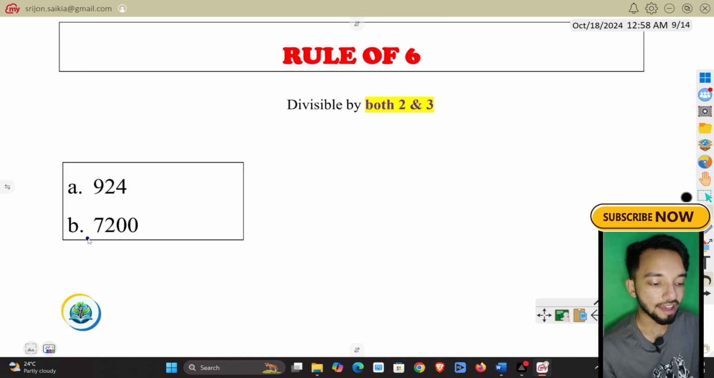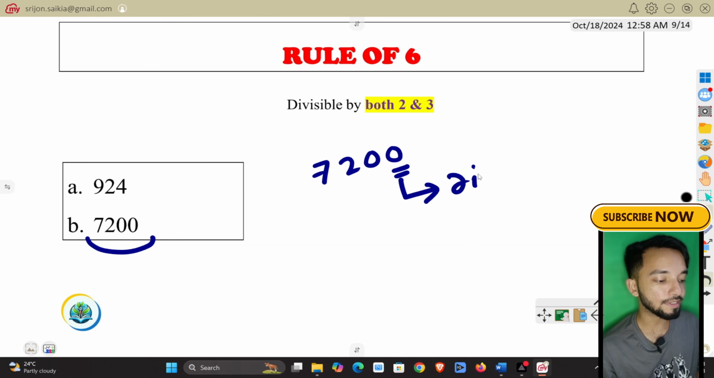That is 7200. Okay, the unit place has 0, so that means this number is divisible by 2. Very simple.